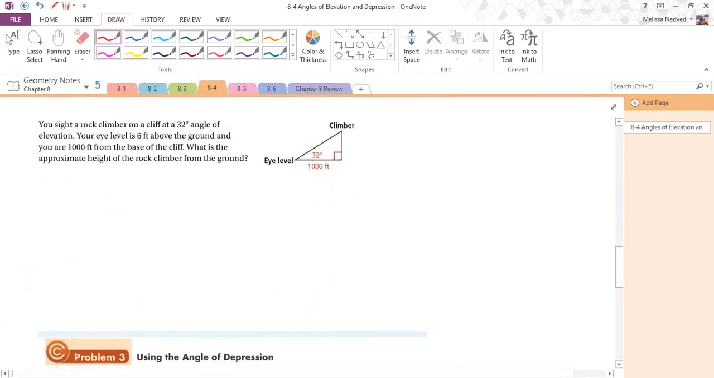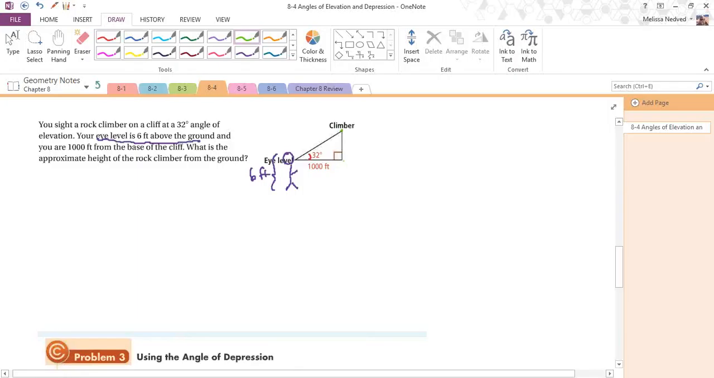We're told a 32-degree angle of elevation. So from his eye level, horizontal and up creates this 32-degree angle. What we need to include in here is the fact that this is somebody's line of sight. So from their eye level, 32 degrees up. The other piece that we know is that your eye level is 6 feet above the ground. So this person stands just over 6 feet tall. Now, they've told us that they're standing 1,000 feet away from the base of the cliff, and we want to know the approximate height of the climber to the ground.